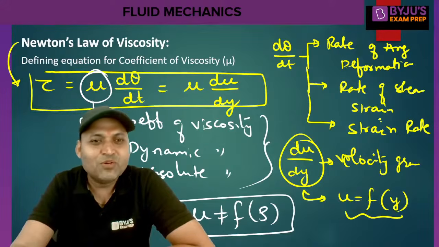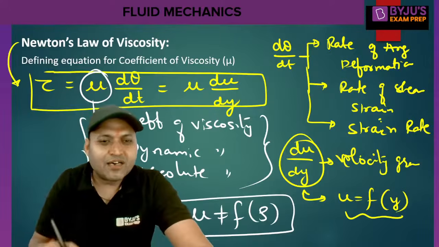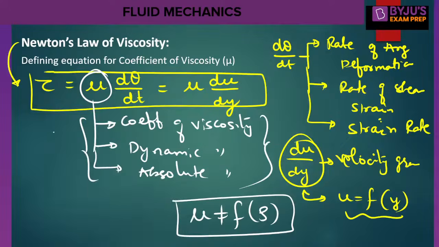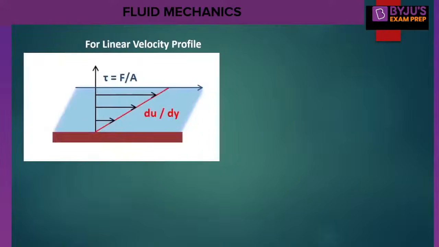How to define mu? The shear stress required to produce unit rate of shear strain. Mu is tau upon d theta by dt. The amount of shear stress required to produce unit rate of shear strain is called the coefficient of viscosity.